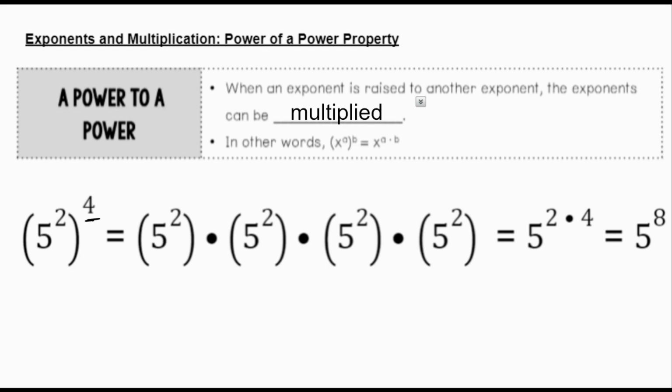Looking at this in an example, if we have 5 squared to the fourth power, this 4 tells me to multiply the 5 squared 4 times. So 5 squared times 5 squared times 5 squared times 5 squared. Notice I have 2, 4, 6, 8, which is 2 times 4. So 5 squared to the fourth is 5 to the eighth.